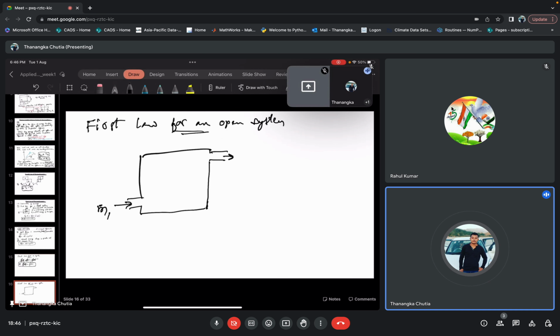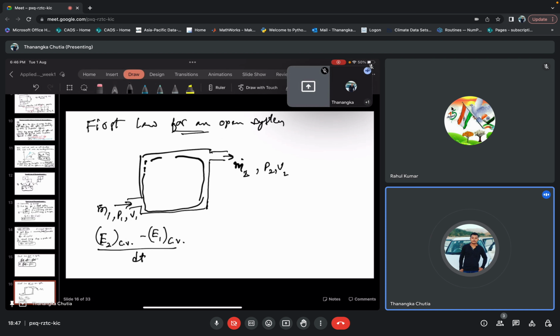So let me make it simpler. Let me name this one as m1 dot, and this as m2 dot. The entry condition was p1, v1, and the exit condition is p2 and v2. Now if there is any increase in the energy, there will be e2 of this entire control volume, e2 of the control volume minus e1 of the control volume, divided by the time dt.